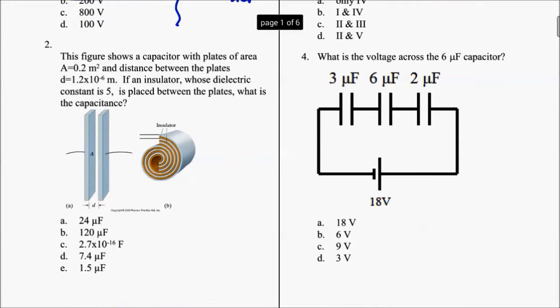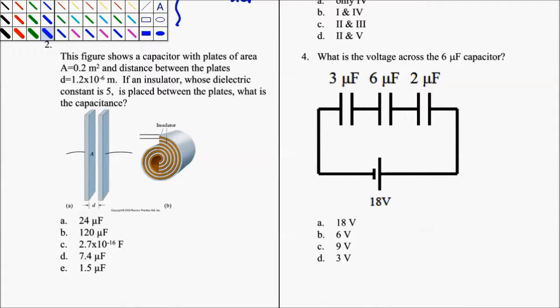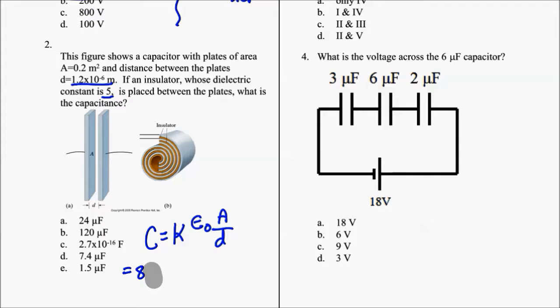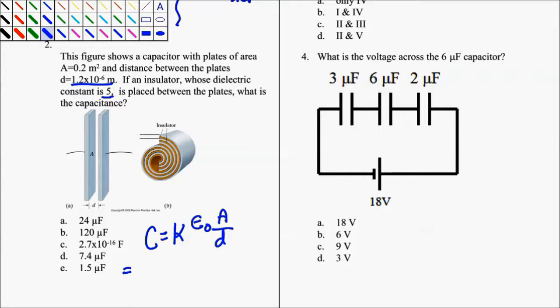This figure shows a capacitor with plates of area 0.2 meters squared and the distance given here, 1.2 microns. The dielectric constant is 5. What is the capacitance? Well, C is equal to the dielectric constant, kappa, times epsilon naught A over D. That is equal to kappa, which is 5, times 8.85 times 10 to the minus 12, times the area, which is 0.2, divided by the distance, which is 1.2 times 10 to the minus 6.